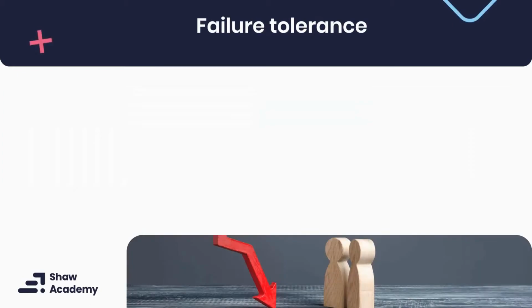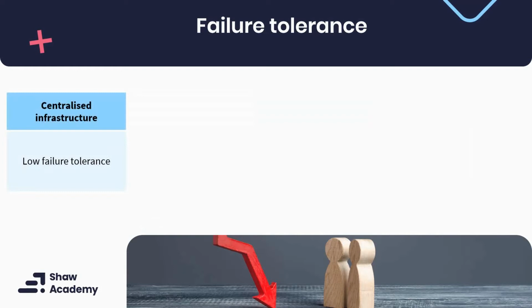What about failure tolerance? A centralized infrastructure has a low failure tolerance. If one of the remote sites gets hacked, there is a good chance the whole company will not be affected because the main source of the resources is coming from the headquarters server or nodes.